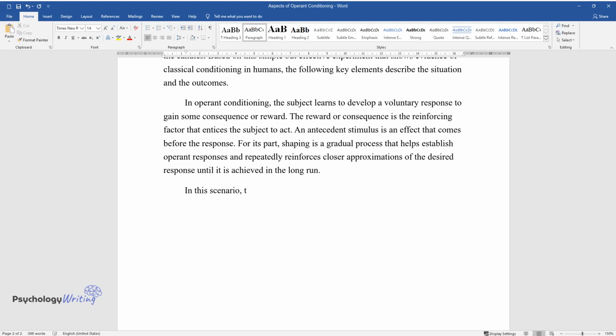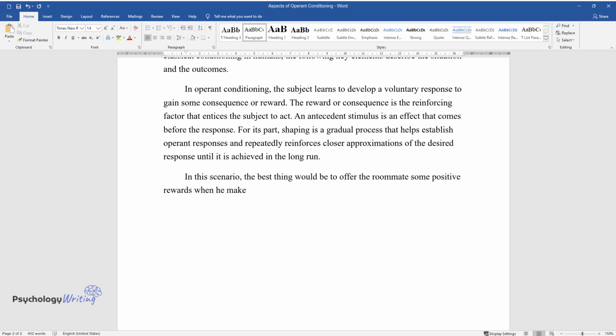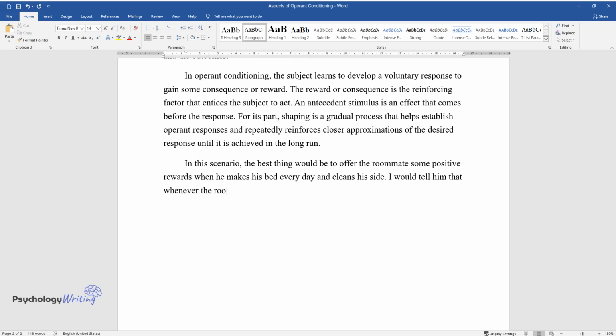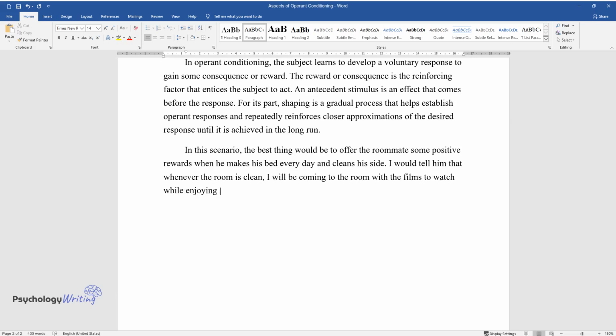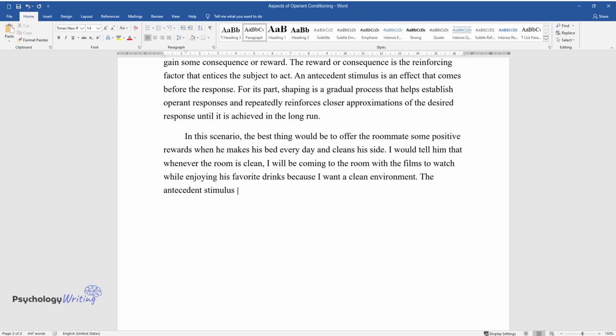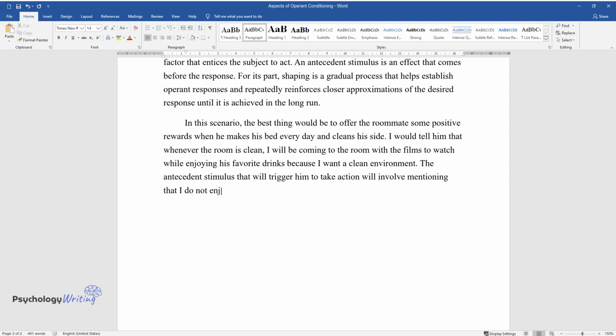In this scenario, the best thing would be to offer the roommate some positive rewards when he makes his bed every day and cleans his side. I would tell him that whenever the room is clean, I will be coming to the room with films to watch while enjoying his favorite drinks because I want a clean environment. The antecedent stimulus that will trigger him to take action will involve mentioning that I do not enjoy watching films and tossing a drink in a messy room.